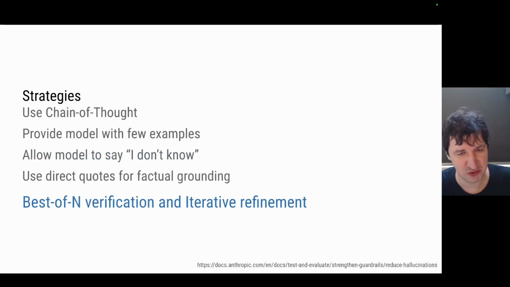Another approach is just to run the model a couple of times. You might not get the best result from the first run, but you might run a second time and select the best of them. Or you can ask the model to refine its own answer. You run it once and then you say, please check if the answer is really correct, and sometimes it will self-correct.